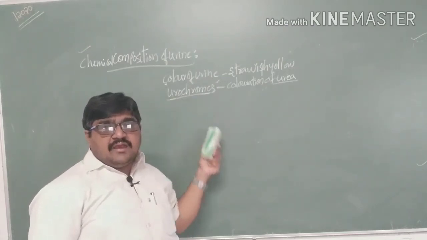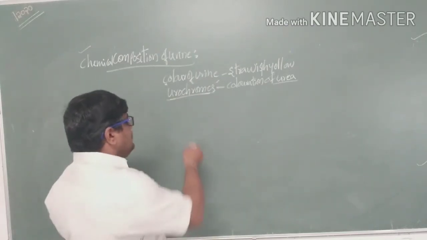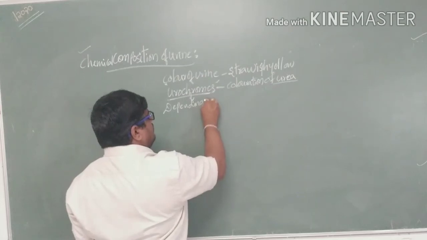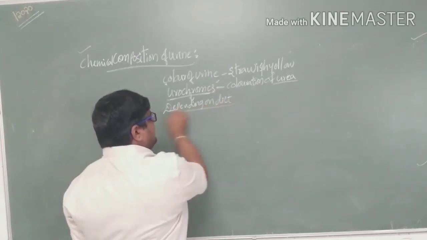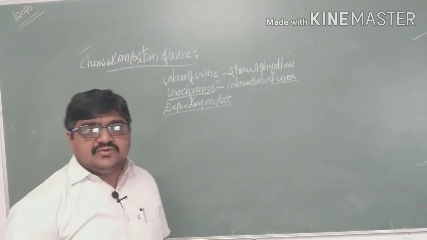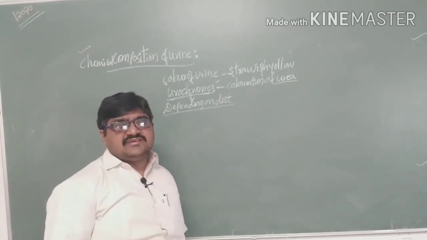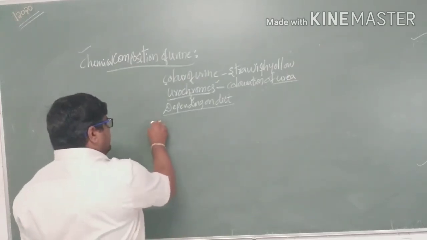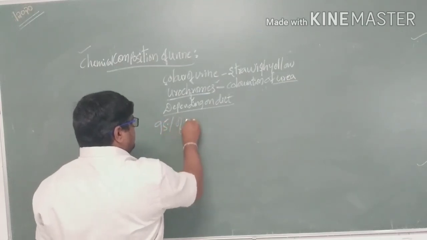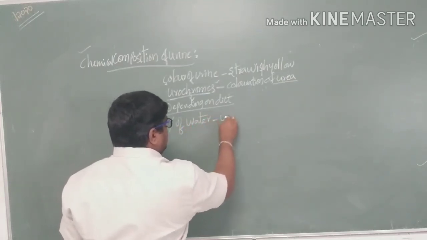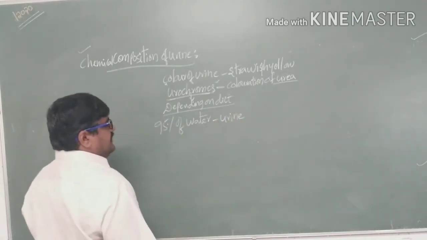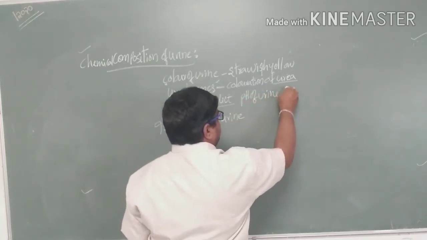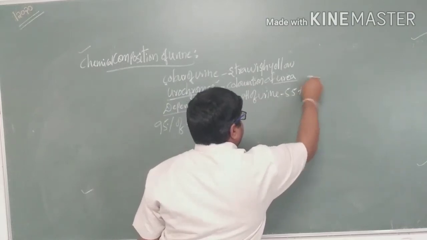the urochrome depends upon the type of diet. That means whatever type of food materials we take, such type of color will be produced in the urine. And also, 95% of water is present in the form of urine, and the pH of urine is 5.5 to 7.